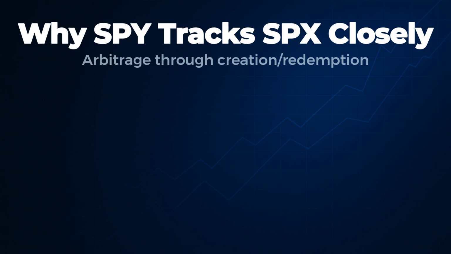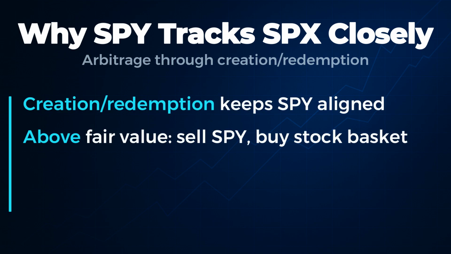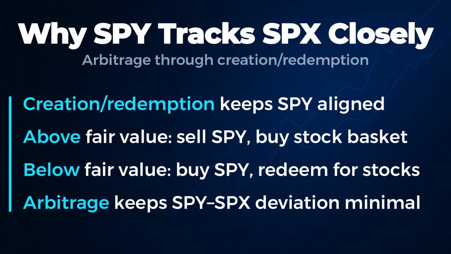SPY tracks SPX tightly because of its creation and redemption mechanism. If SPY trades above fair value, authorized participants sell SPY and buy the underlying basket of the S&P 500 stocks. If SPY trades below fair value, they buy SPY and redeem shares for the underlying stocks. This arbitrage keeps SPY aligned with SPX within a fraction of a percent.